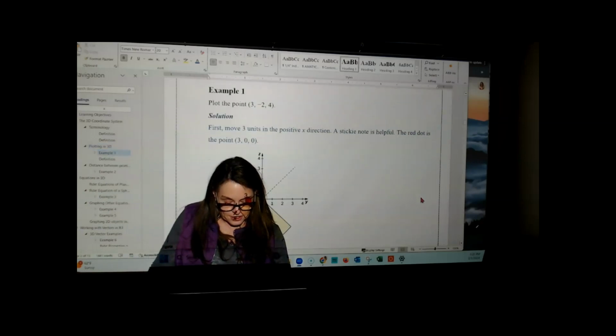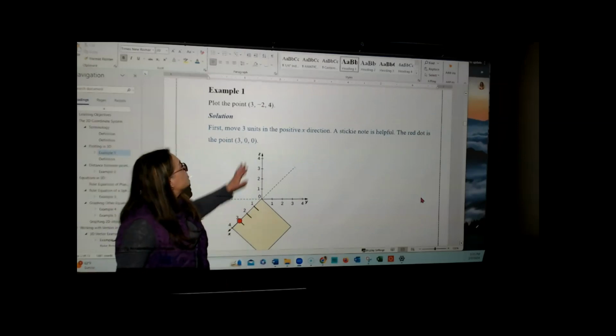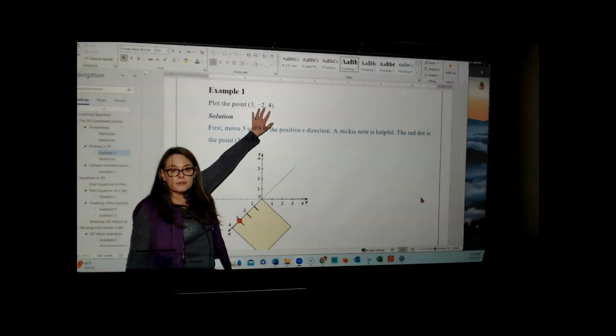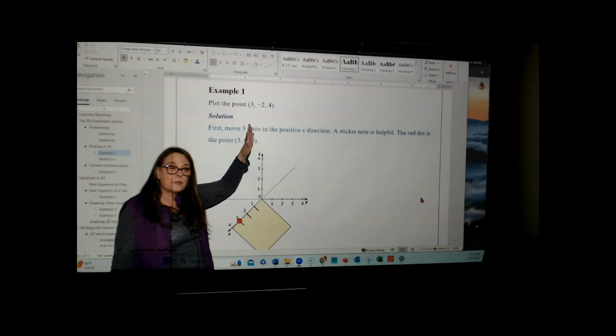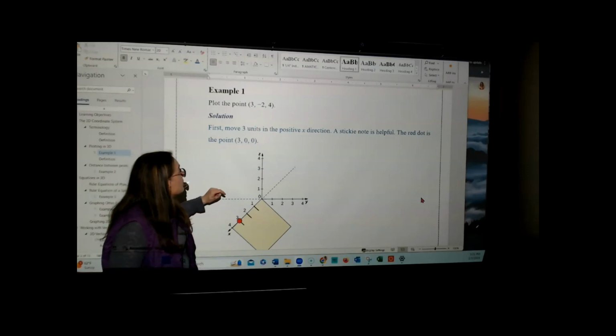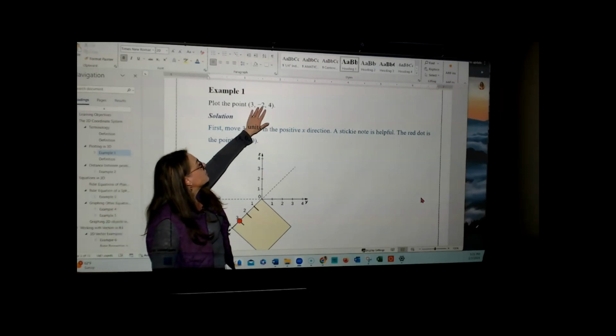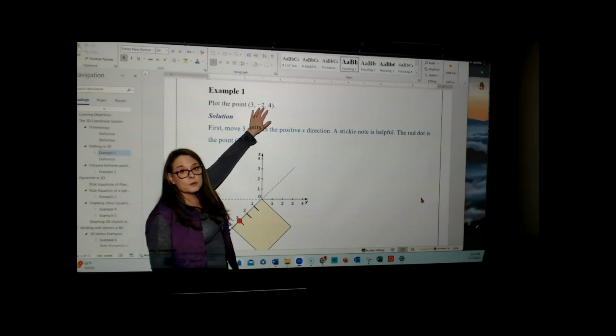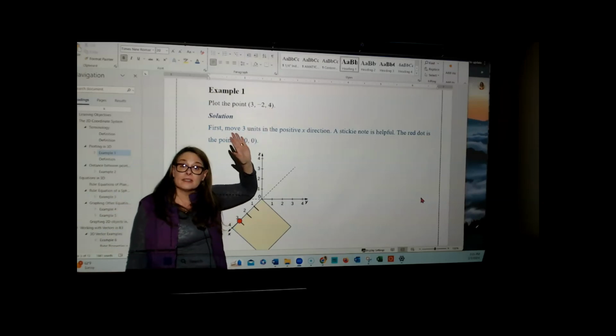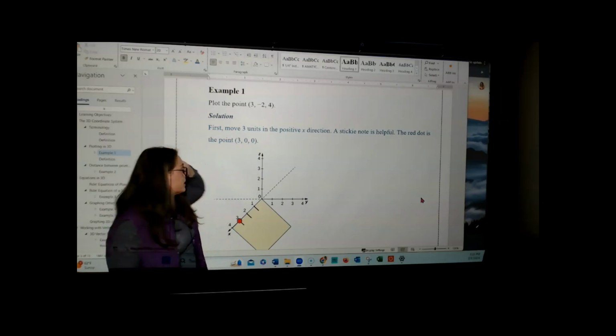So here's our first example. We want to plot the point 3, -2, 4, right? So that's our point, 3, -2, 4. The 3 is the x coordinate, the -2 is the y coordinate, and 4 is the z coordinate. So that's what we're plotting.